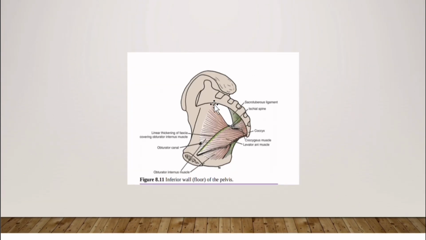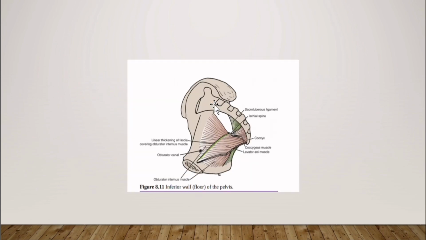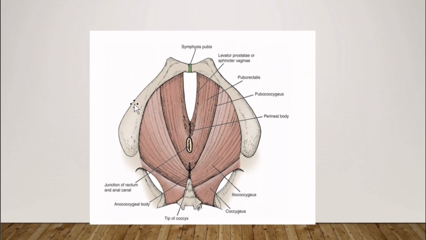So again, we talked about this, the floor of the pelvis, right? It's formed from the levator ani group of muscles, which are actually 4. I think I said 5. No, there are 4. I counted the perineal body. So there is the levator prostatae in males, sphincter vaginae in females, forms a sling around the what? The vagina. We have the puborectalis, forms a sling around the what? The rectum. Then the pubococcygeus, right?